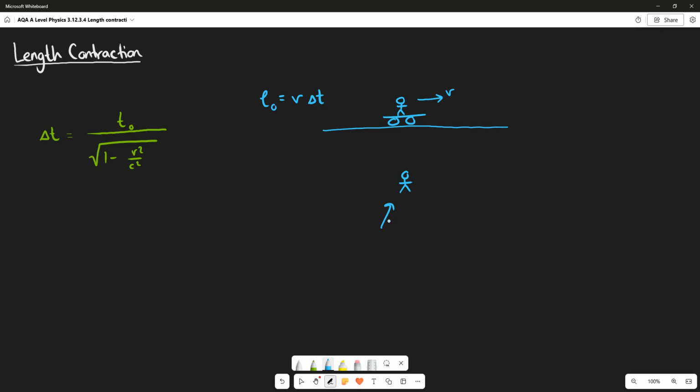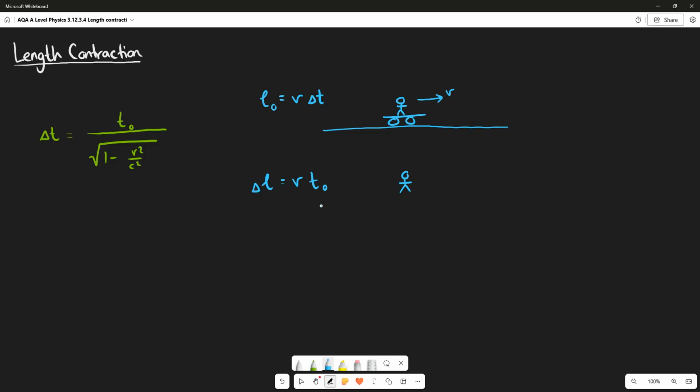For this observer over here, we know that their time is going to be shorter. So when they are calculating the length by observing how it passes a point, they're going to be multiplying the velocity by the time that they have recorded, that time being shorter and resulting in a shorter length.